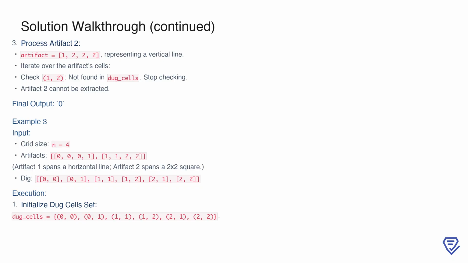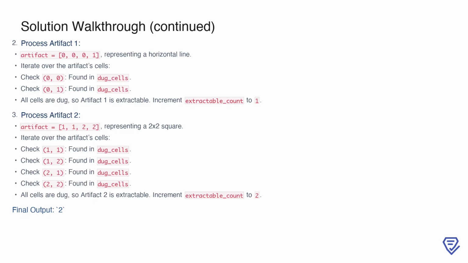For artifact 2, which spans vertically from 12 to 22, we begin checking its cells. The first cell, 12, is not found in the dug cell set, so we immediately stop checking. Without all cells being dug, artifact 2 cannot be extracted either. This means that neither artifact in this example is extractable. The final output is 0, as no artifacts meet the condition of having all their cells dug. In the final example, we work with a 4x4 grid and 2 artifacts.